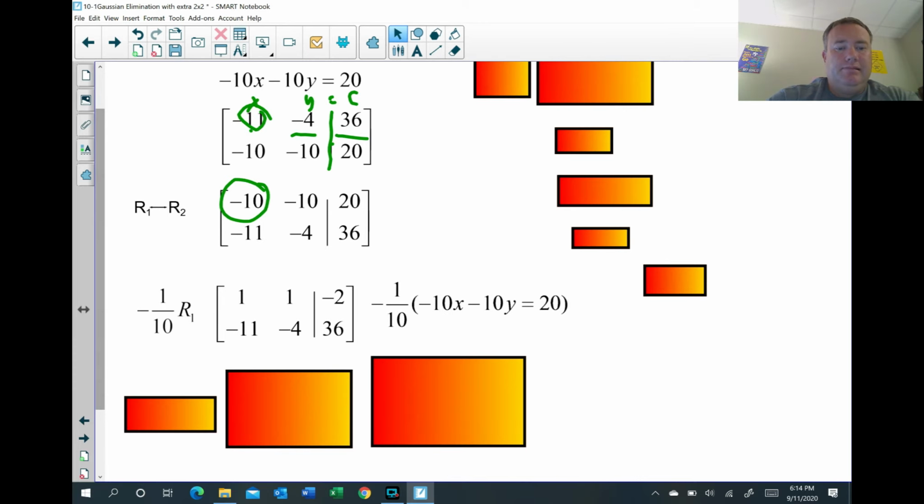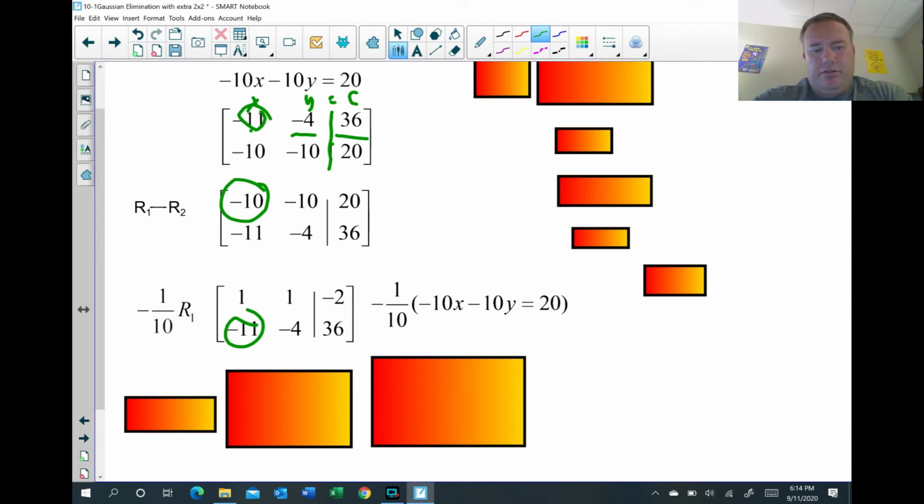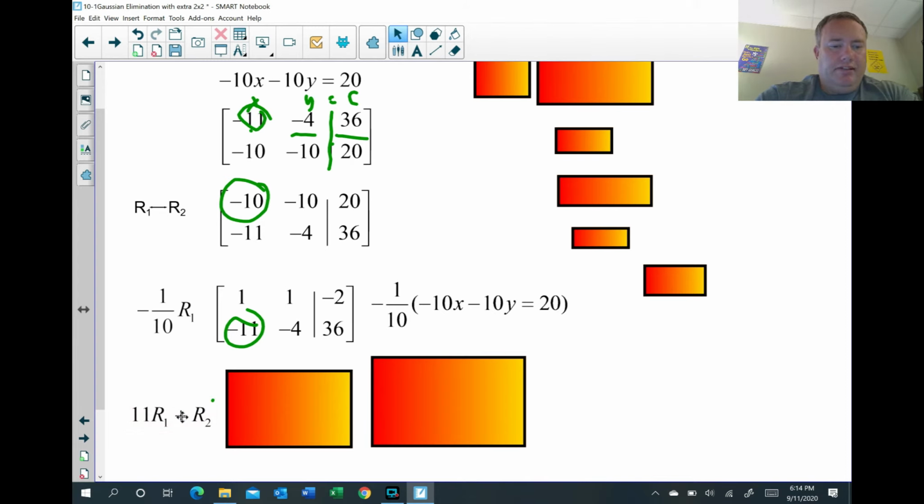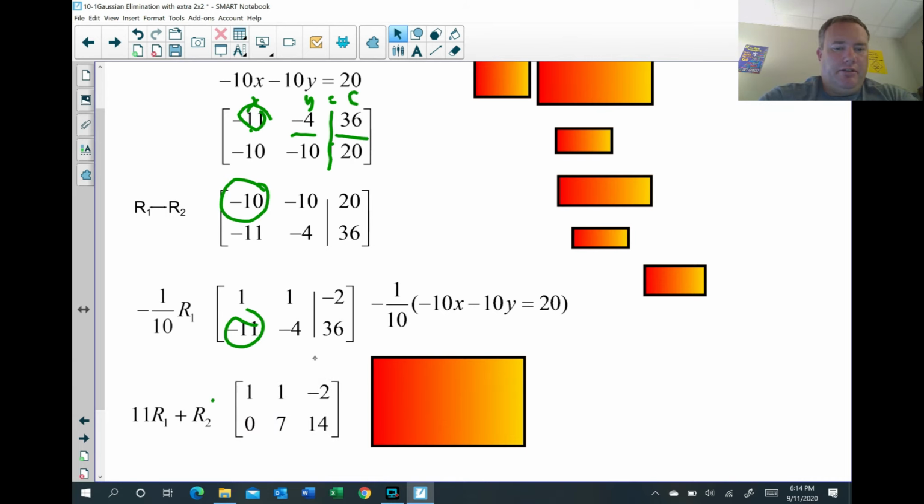All right, so from there, with that in mind, I need to make that 0. To make something 0, you're going to add the two rows together with common multiples. Well, the common multiple between 1 and negative 11 is going to be 11. So to make that negative 11 into 0, you're going to multiply row 1 times 11 and add it to row 2, which will give me a 0 right here. Now here's the actual answer to that. But let me show you how it worked.